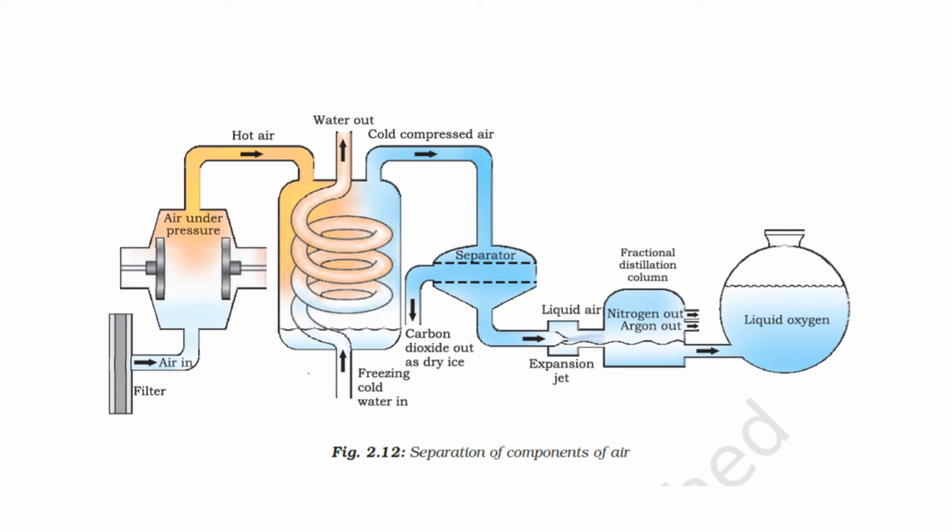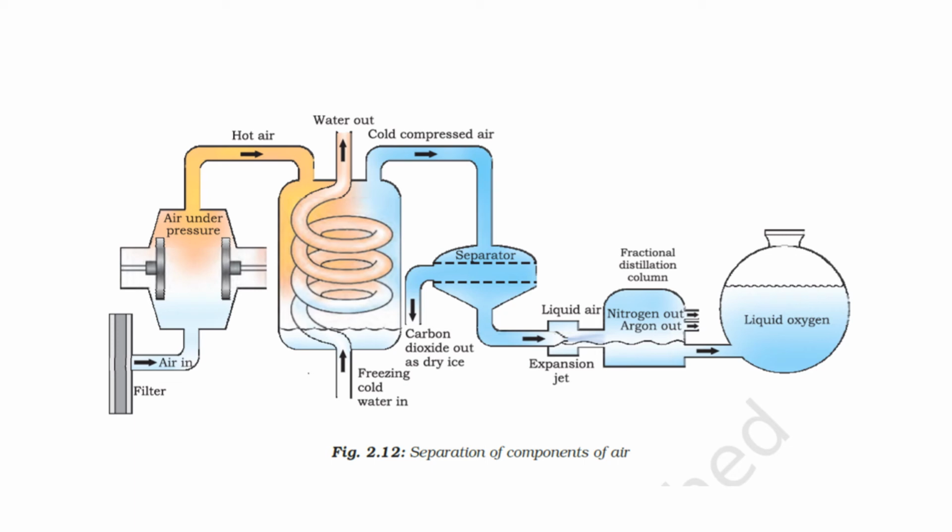The air is then allowed to pass through an expansion jet. When this cold compressed air is allowed to squeeze out through the expansion jet, liquid air is obtained, and this liquid air is allowed to warm up slowly in a fractionating column. The gases get separated, that is, nitrogen, argon and liquid oxygen separate at different heights depending upon their boiling points. The boiling point of nitrogen is minus 196 degrees Celsius.